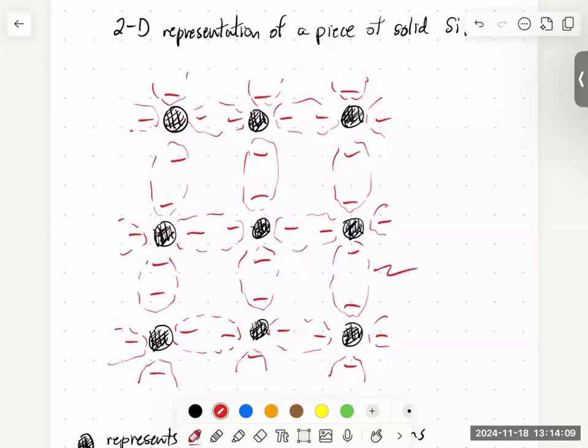Good. So these are strong covalent bonds. Covalent is kind of a reasonable term for this bond because co kind of means sharing and valence is referring to those valence electrons. And so we're sharing our valence electrons to form these bonds.